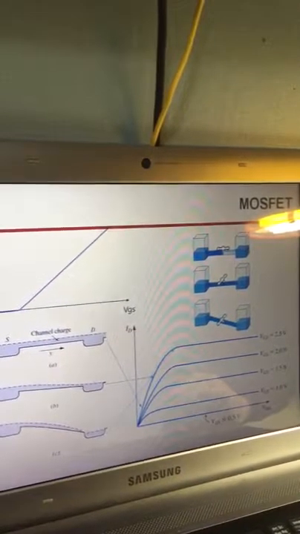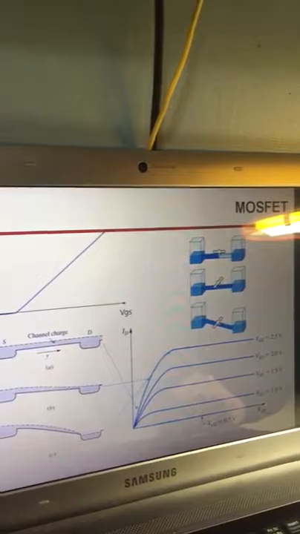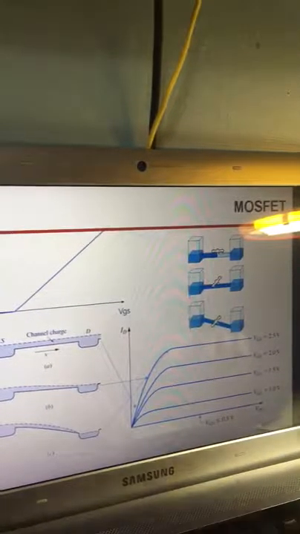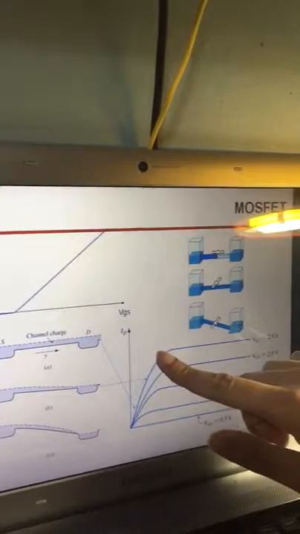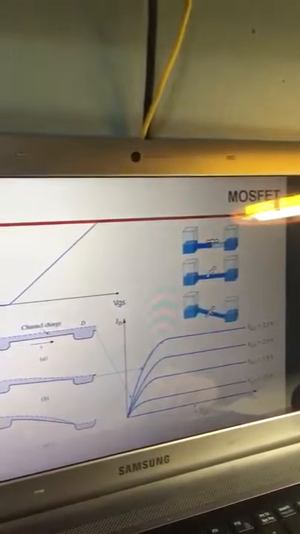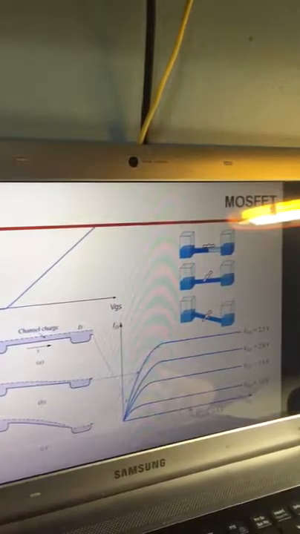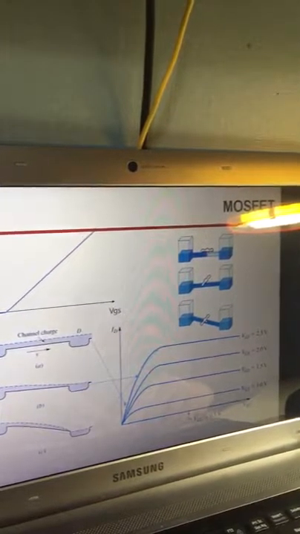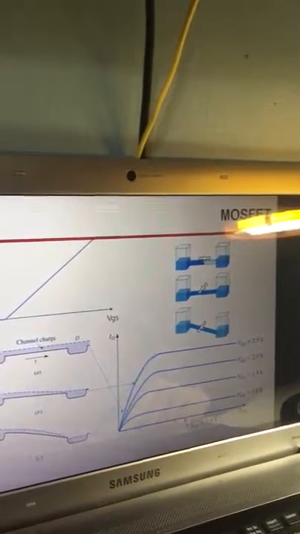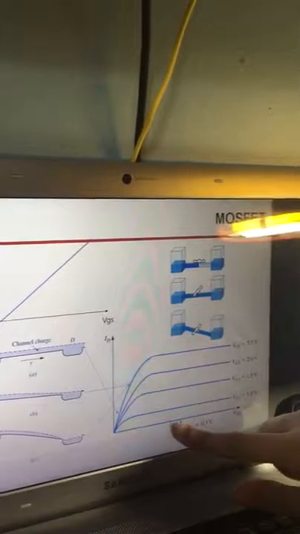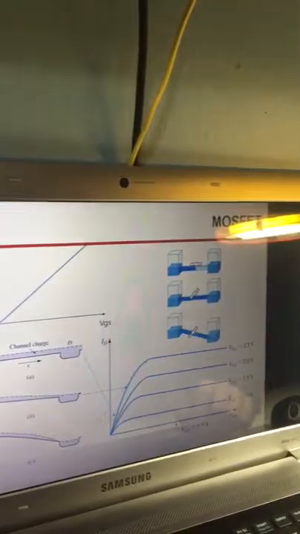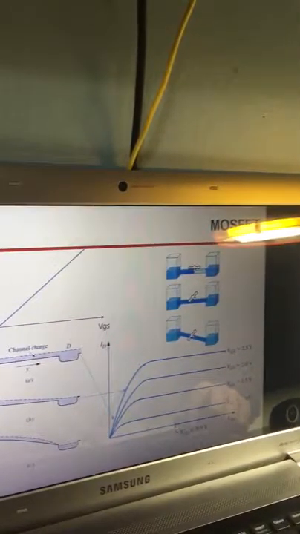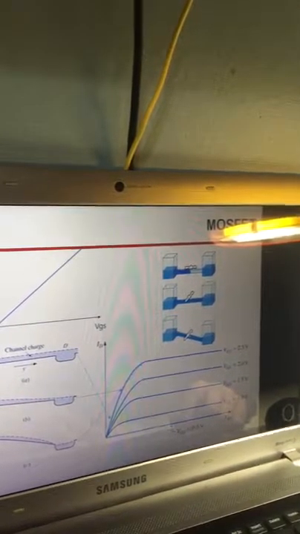As you see in this characteristic graph, it has three types of region. First is the triode region. In this region, as much as we give gate-source voltage, drain current will rise right before the saturation region. At the saturation region, drain current does not increase, although we give bias to the gate-source.